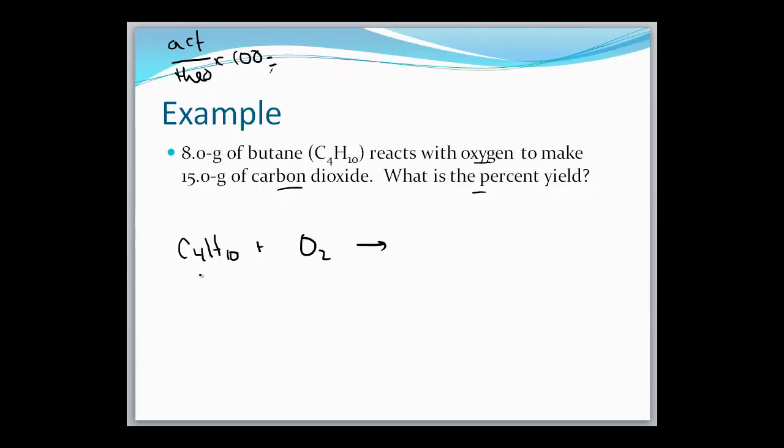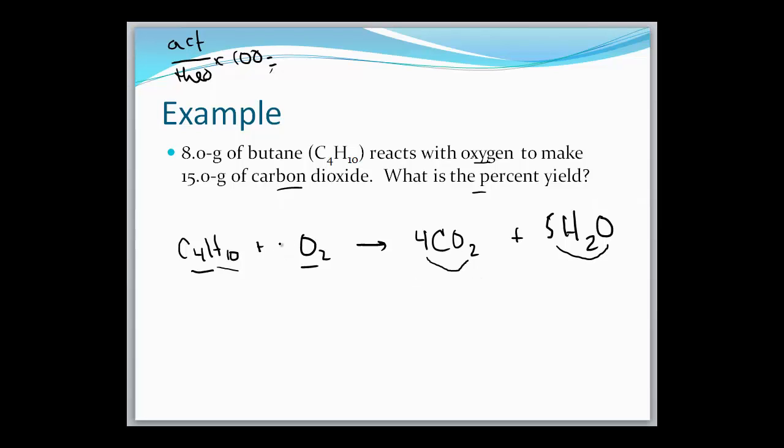Now right away you should recognize this as a combustion reaction. You've got your hydrocarbon, it's reacting with oxygen, so you know the two products are going to be carbon dioxide and water. So let's balance it. We've got 4 carbons, so we'll put a 4 there. You've got 10 hydrogens, so we're going to put a 5 there to give us 10. Now our oxygens, we've got 8 and 5, which is 13.